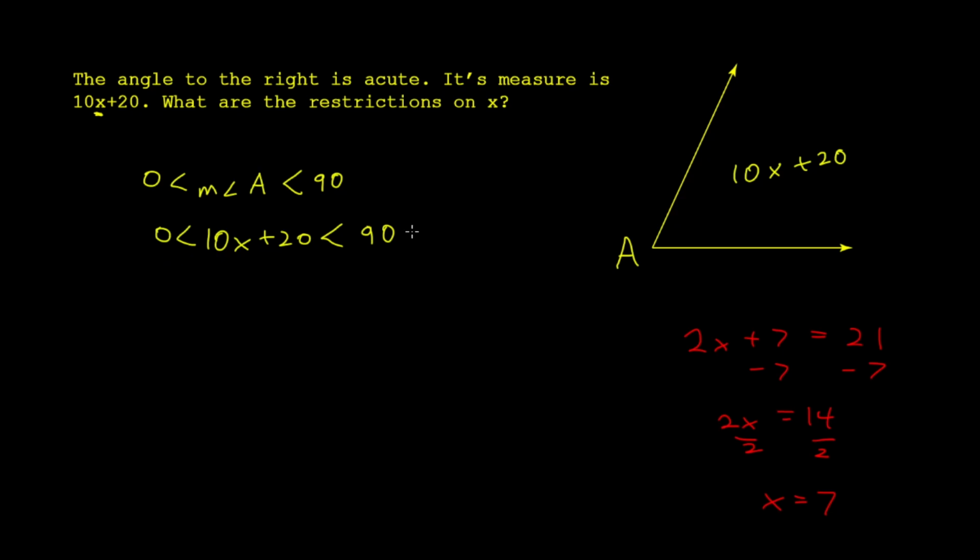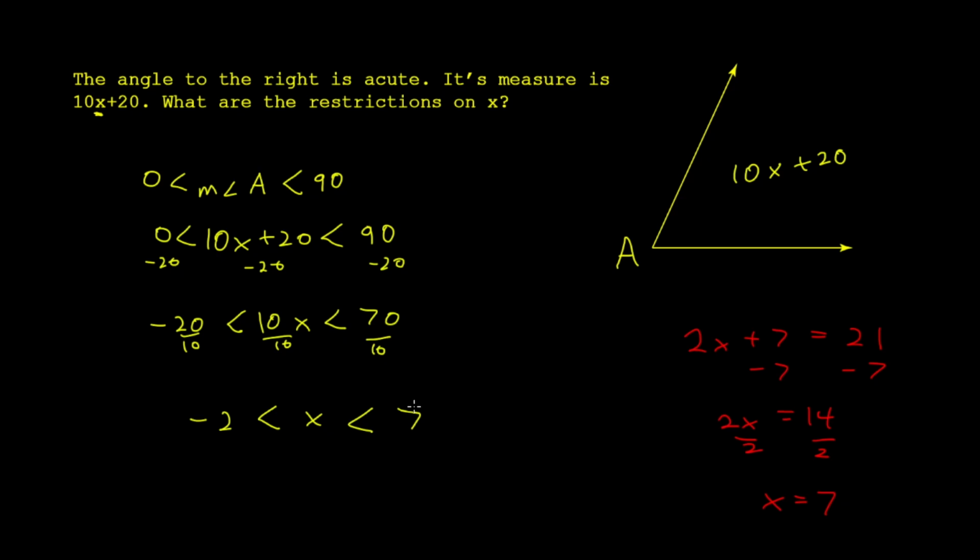When we have three things with a compound inequality, you do the same thing to all three. So minus 20, minus 20, minus 20. So negative 20, less than 10x, less than 70. Now we're going to divide everything by 10. And we have negative 2 less than x less than 7.